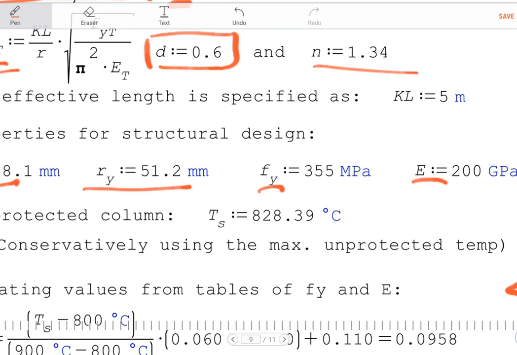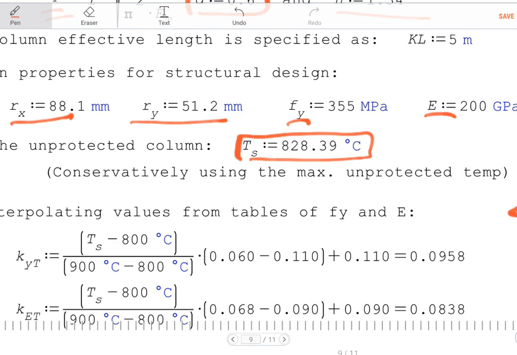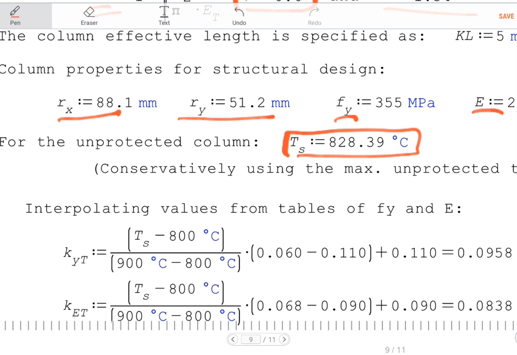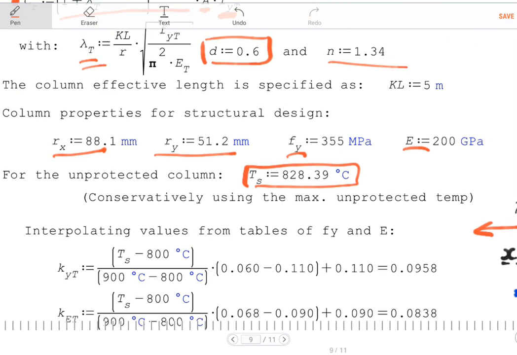And if we use the 828 degrees Celsius calculated earlier, we could use the 808. It would just give us a slightly higher capacity. We first need our yield strength and our updated Young's modulus value. So all I've done is I've taken the 828 degrees Celsius and interpolated between 800 and 900 degrees for our reduction factor for yield and our reduction factor for Young's modulus.